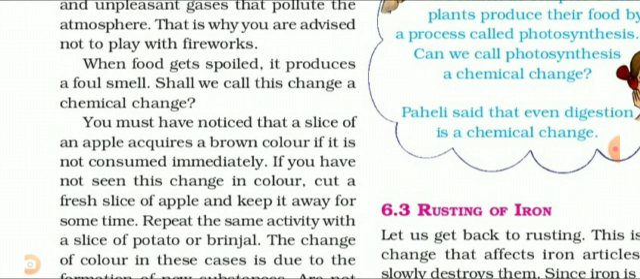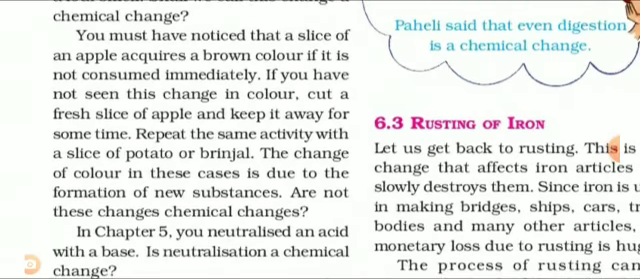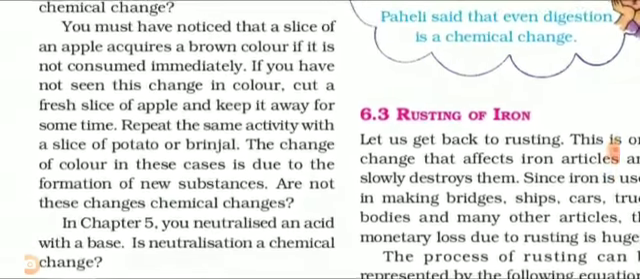When food gets spoiled, it produces a foul smell. जब food spoil हो जाता है तो बड़ी ही foul smell आती है उसके अंदर. You can't even bear it. Shall we call this change a chemical change? क्या ये chemical change है? You must have noticed that a slice of an apple acquires a brown color if it is not consumed immediately. आपने देखा होगा most of the time जब हम apple को अगर 5 minutes भी हो जाते हैं कट किए, then there is a brown layer that occurs over the upper surface of the apple.